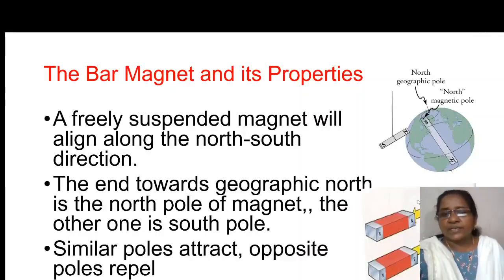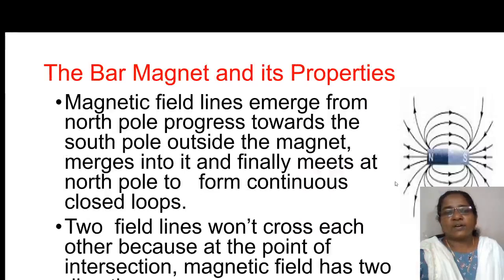And here you can see attraction of opposite poles and repulsion of like poles. Now we were dealing with the bar magnet and its properties. You can see magnetic field lines. These are magnetic field lines. They are coming out of the north pole, then move as loops. It is entering the south pole. It is continuing and it is coming here. So they will form a closed loop.